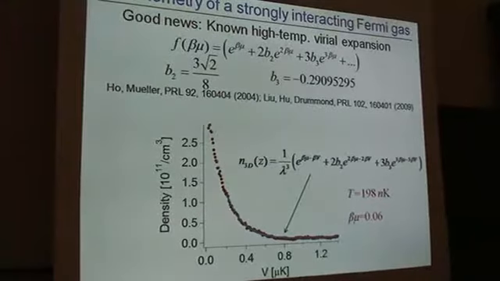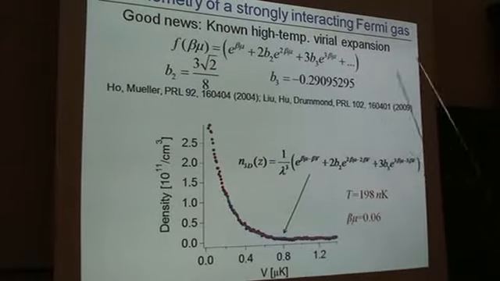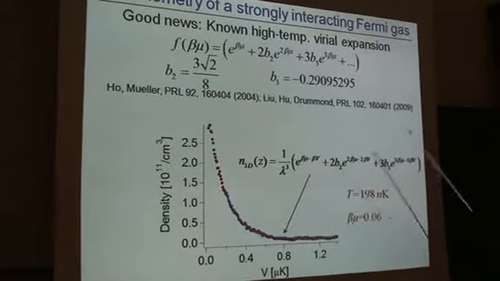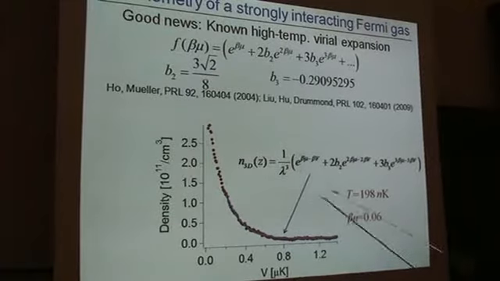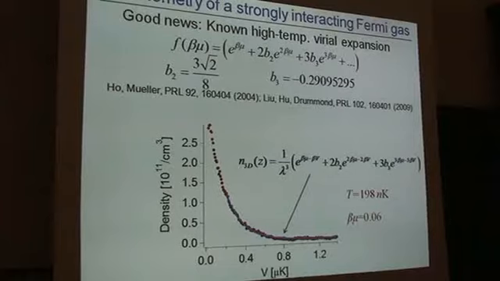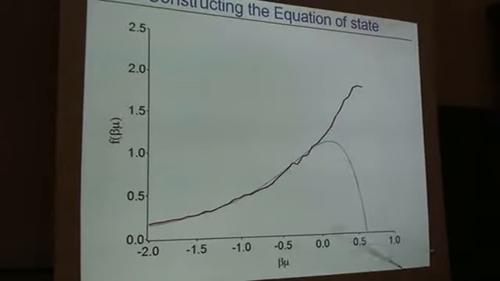Okay, so now we have to do thermometry. Good news is that we know the high temperature virial expansion for the strongly interacting Fermi gas with two known virial coefficients. And so we can fit our density with this known virial expansion to get the temperature and the value of beta mu out of these profiles. And then we can just plot this profile. This is just a single shot. We of course average several times to get a more accurate equation of state. We can just plot it onto our graph f of beta mu versus beta mu.